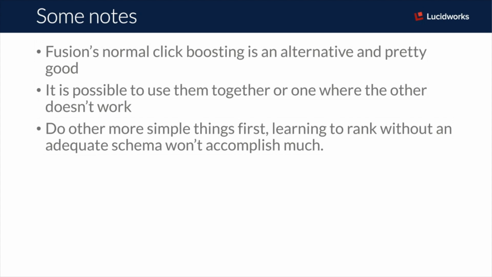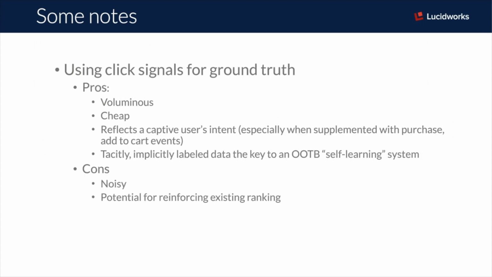When using click signals for ground truth, there are some things to be aware of. On one hand, click signals are voluminous, cheap, and on the whole, reflect a user's intent, especially when supplemented with purchase or add to cart events. On the other hand, click signals can be noisy because users tend to click the first result and not even notice the second result, so this can self-reinforce what your keyword search was doing anyhow. The alternative to using click signals for ground truth is to produce them manually or through crowdsourcing, which is more expensive, but also more accurate.